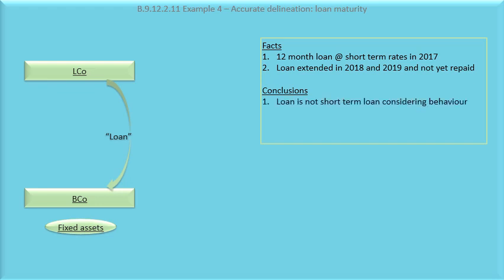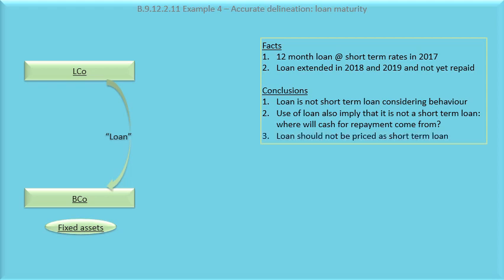In these circumstances, one should conclude that the loan is not a short-term loan, considering the behavior of the parties. Secondly, it is also not a short-term loan because it was used to buy long-term assets. Where would you get the money from to repay the loan? And then finally, this means that the loan should not be priced as a short-term loan, but as a medium or a long-term loan.